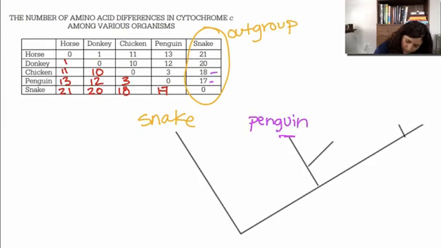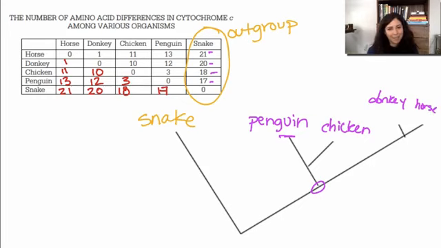And then next will be chicken. I should mention that we could have also flipped chicken and penguin there, and it would have been equally correct because they're coming off the same branch point, so it doesn't really matter which way we put them, and since there's no traits here, both are correct. And then same thing for the next one. It's going to be donkey, and then finally horse. And that's it. That's pretty easy, right? Okay, let's do another one.